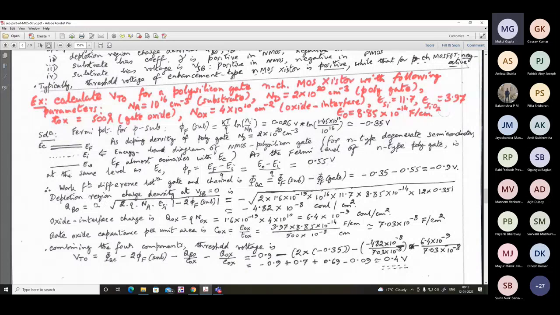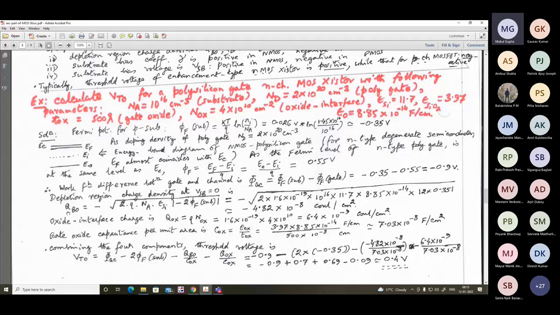Third component, if you have to know, is equal to minus QB0 by COX. Here we are supposed to calculate the zero bias threshold voltage. So what is the zero bias depletion area charge? We can write it in this form: minus root over 2 into q into epsilon silicon into Na into 2 phi F. If you put in the parameters, 1.6 into 10 to the power minus 19, Na equal to 10 to the power 16, 11.7 into 8.85 into 10 to the power minus 14, then 2 into 0.35, and put in the numerical values, you get it to be minus 4.82 into 10 to the power minus 8 coulomb per centimeter square.